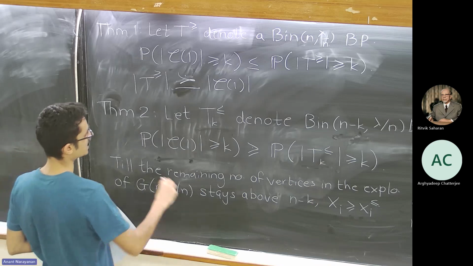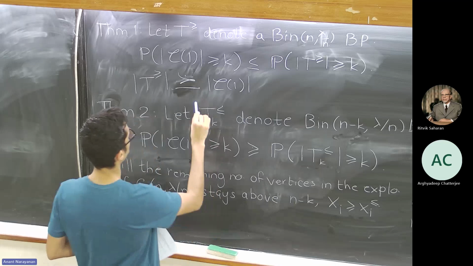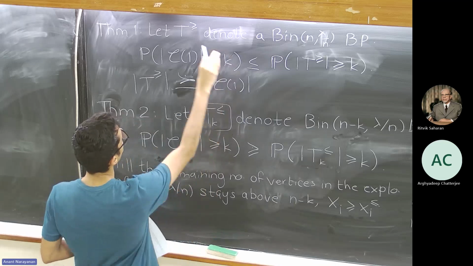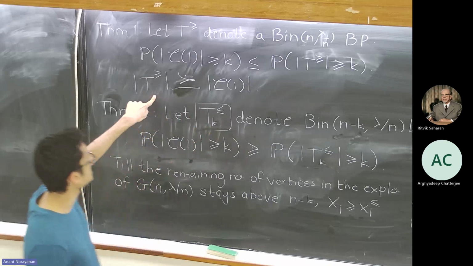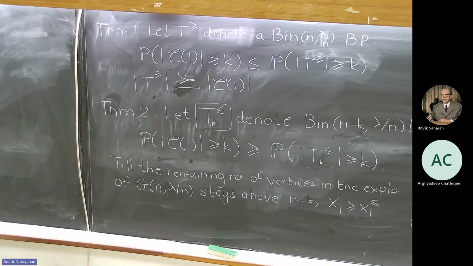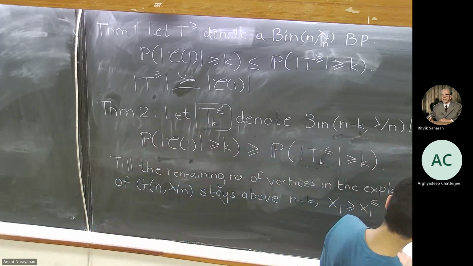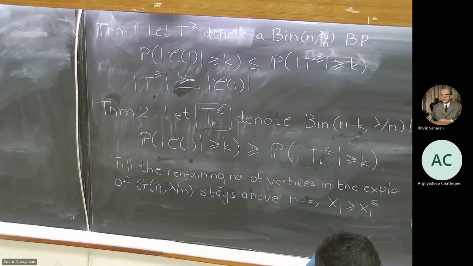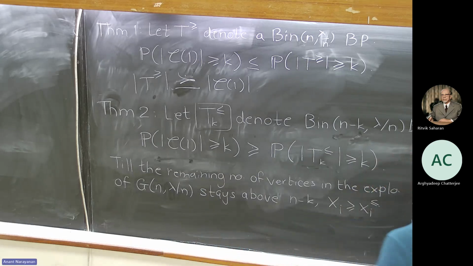If you notice, this is not exactly stochastic domination because for each k you have a different branching process. Here the process was independent of k, but here it depends on k. This is not exact stochastic domination. So for each k there is a different branching process. Those are the two important results we need.